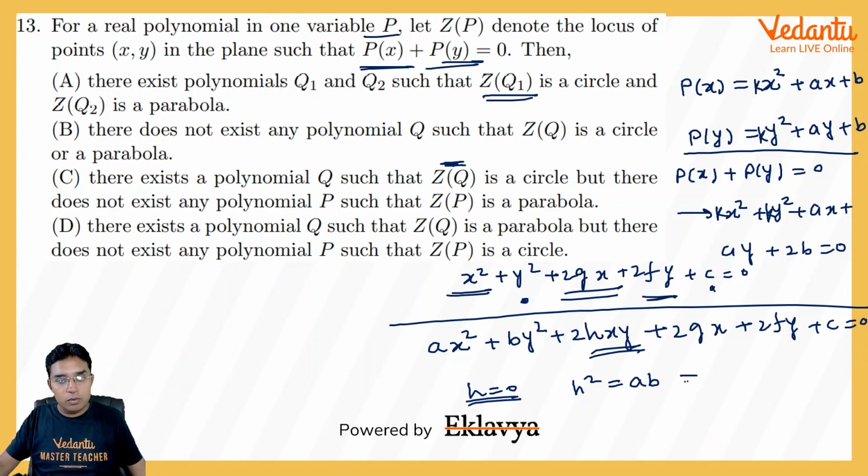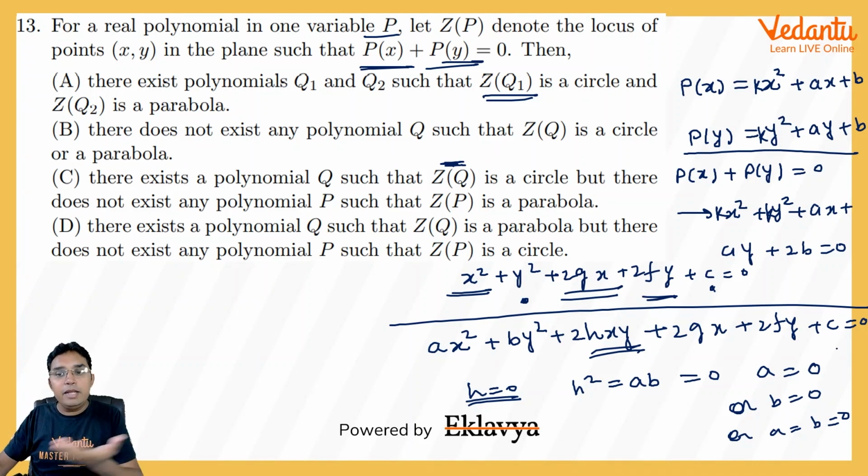So if h is 0, then a and b, they both will become 0. Sorry, one of them will become 0. Maybe a will be 0 or b will be 0, or both can also be 0. If both are 0, then it cannot be the equation of a parabola, then it will be just a linear equation. But if a is 0, b is not, or vice versa, suppose a is 0 but b is not 0, and I am assuming h is 0, then it will be a quadratic in x, but it will not be a quadratic in y.